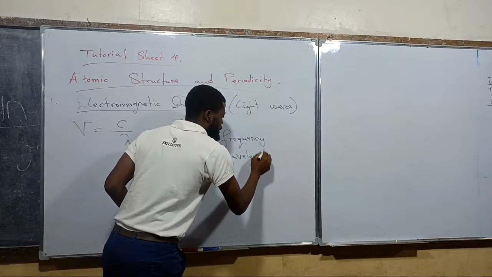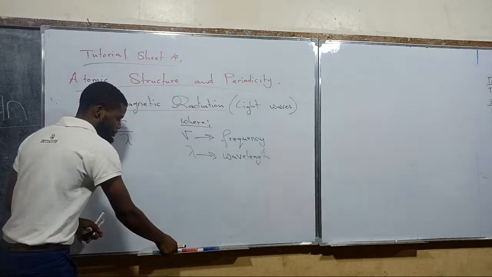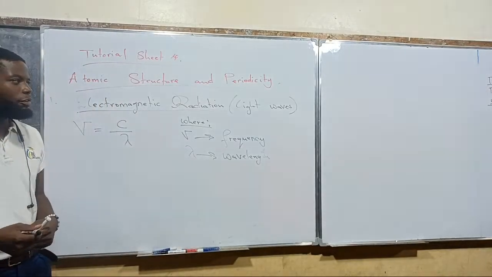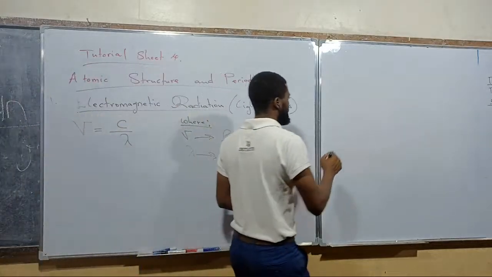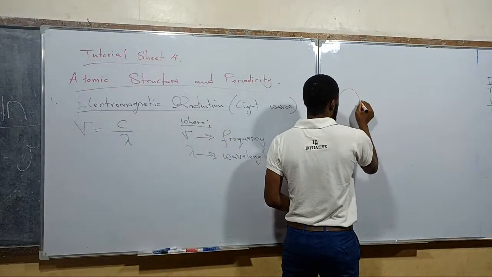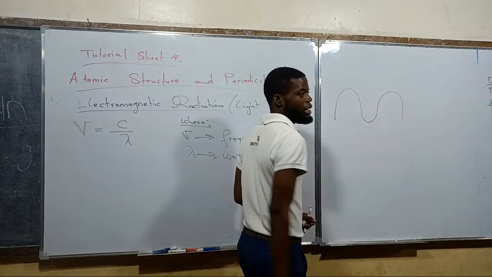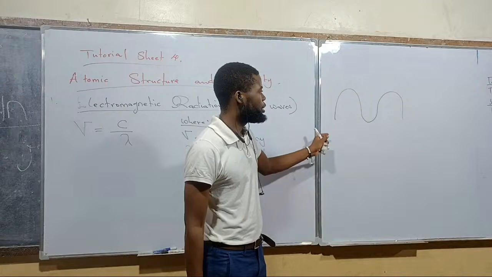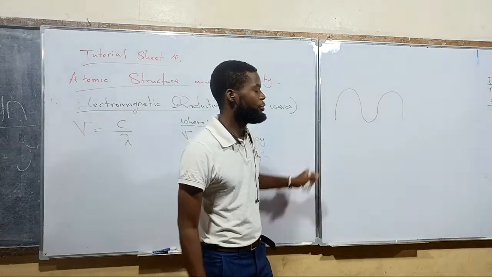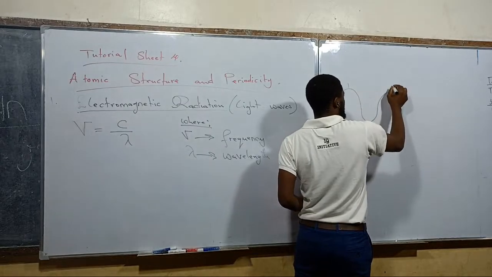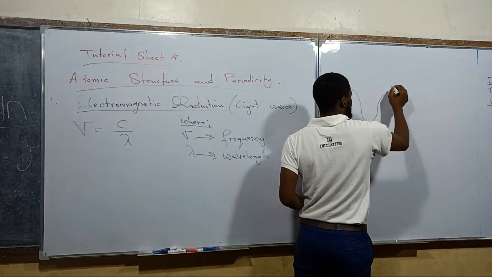So they do have wavelength. Now wavelength is just the distance between two consecutive peaks of a wave. So what they mean is that, okay, this is a designation of a wave. It's a diagram representing a wave. So the highest points of a wave are these 2 points.